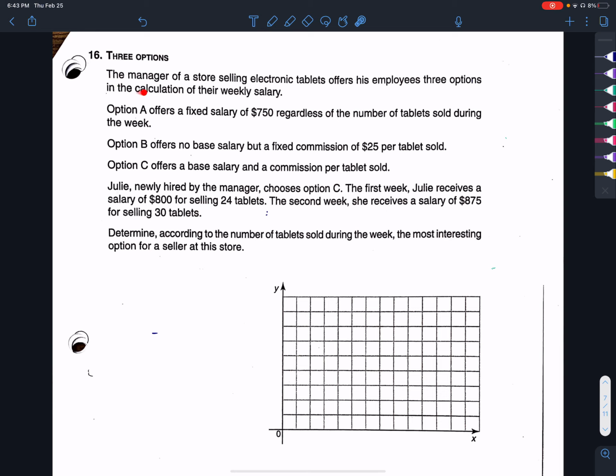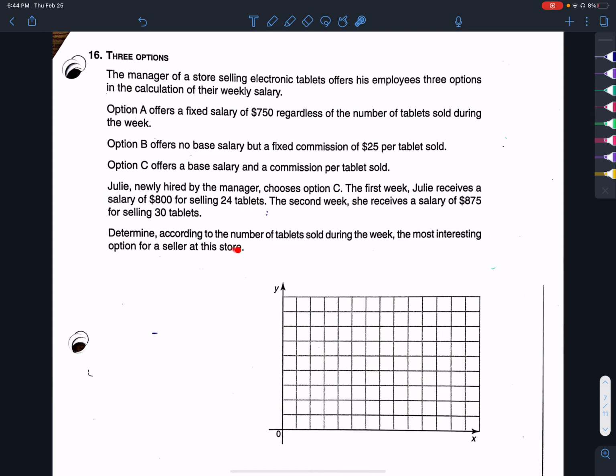So we have the manager of a store selling electronic tablets, and he's offering his employees 3 options in the calculation of their weekly salary. Option A offers a fixed salary of $750 regardless of the number of tablets sold during the week. Option B offers no base salary, but a fixed commission of $25 per tablet sold. And option C offers a base salary and a commission per tablet sold. Julie, newly hired by the manager, chooses option C, and then this sentence describes how she gets paid, or 2 points in how she was paid.